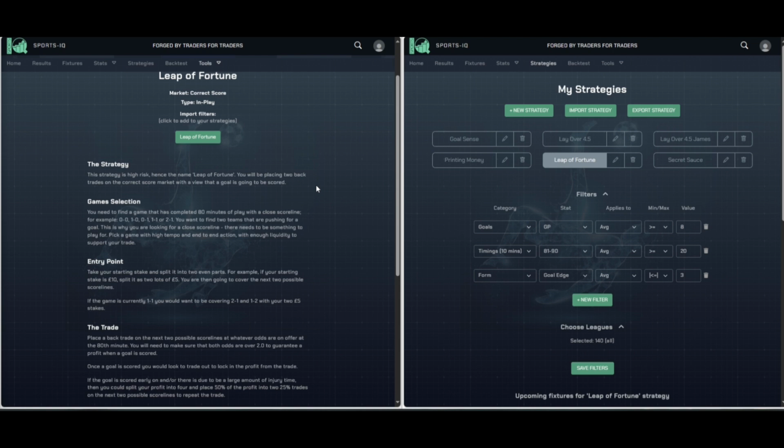You want to find two teams that are pushing for a goal. This is why you're looking for a close scoreline. There needs to be something to play for. Pick a game with a high tempo and end-to-end action, with enough liquidity to support your trade.